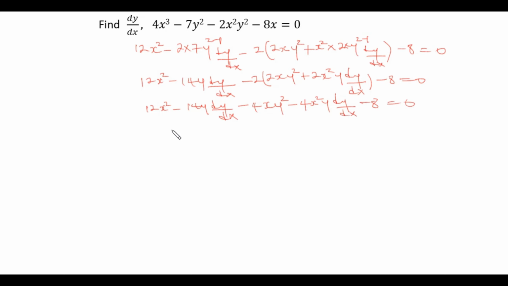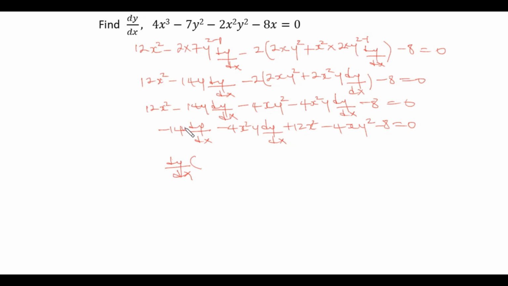We bring dy/dx together: minus 14 dy/dx, and then minus 4x squared y dy/dx, and then you bring plus 12x squared minus 4xy squared, and then minus 8, all is equal to 0. Factorize dy/dx out. For these two, factorize dy/dx where it's common.